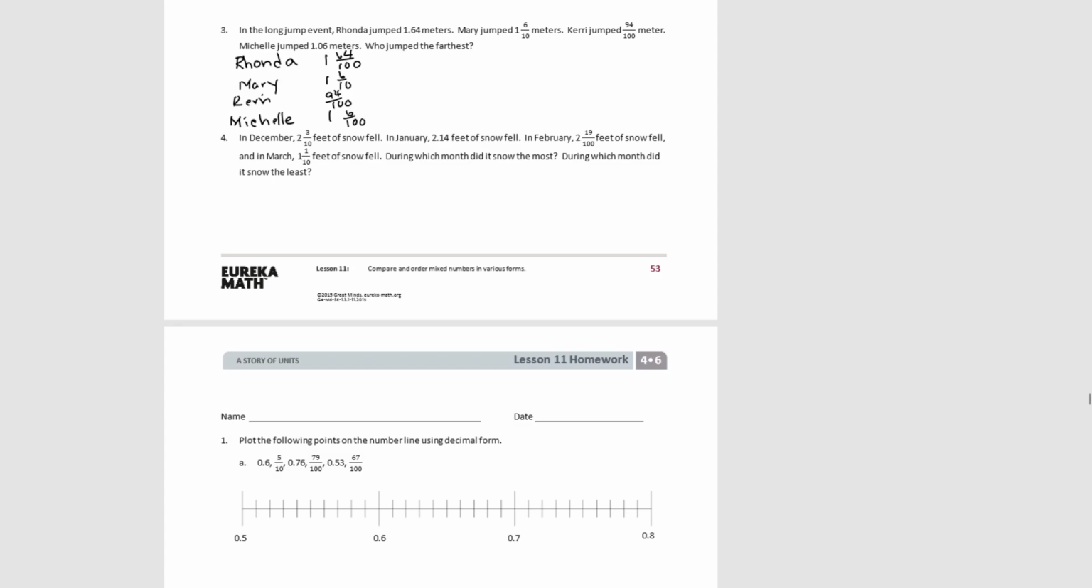So who jumped the furthest? Well, right away we see that Carrie didn't even jump 1 full meter. She jumped 94 hundredths, so she's out. Then everyone else jumped at least a meter. We have 2 that are represented in hundredths and 1 that's represented in tenths. So let's multiply the numerator and denominator by 10 and make this 1 and 60 hundredths so we can compare. So we have 64 hundredths, 60 hundredths, and 6 hundredths. So we see that Rhonda jumped the farthest.